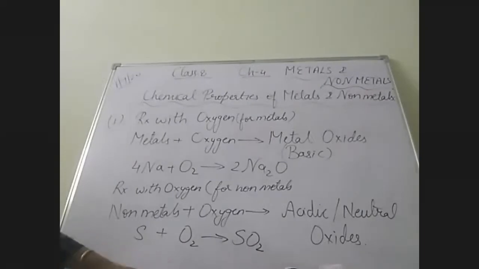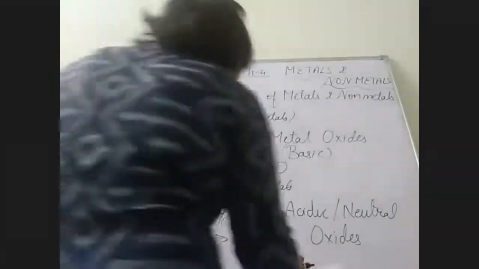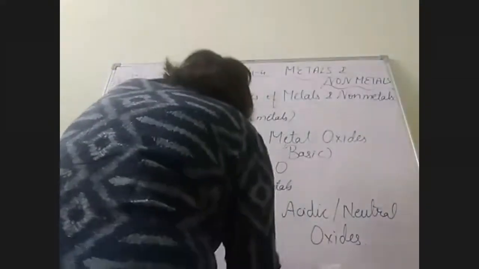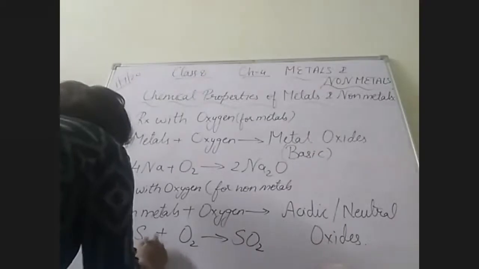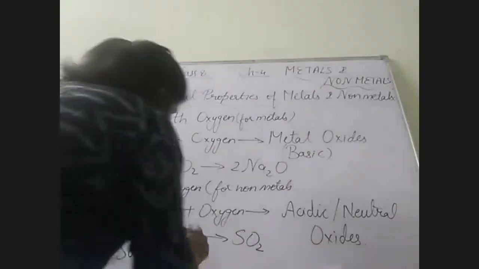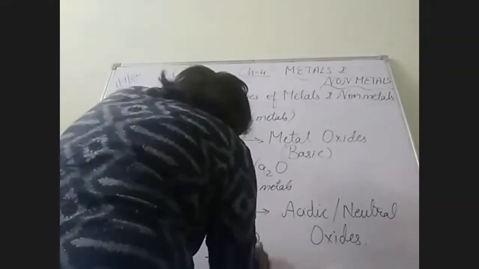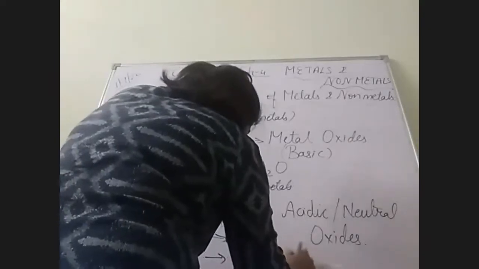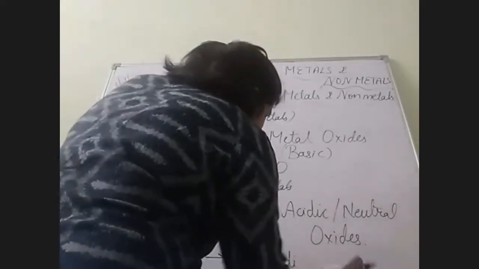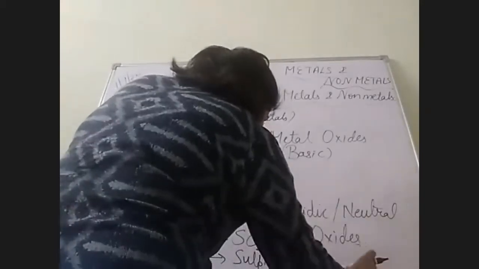So sulfur dioxide is not basic in nature, it is acidic in nature. Okay, this is sulfur. When it reacts with oxygen, it will provide you sulfur dioxide. Dioxide means 2 atoms of oxygen are there.